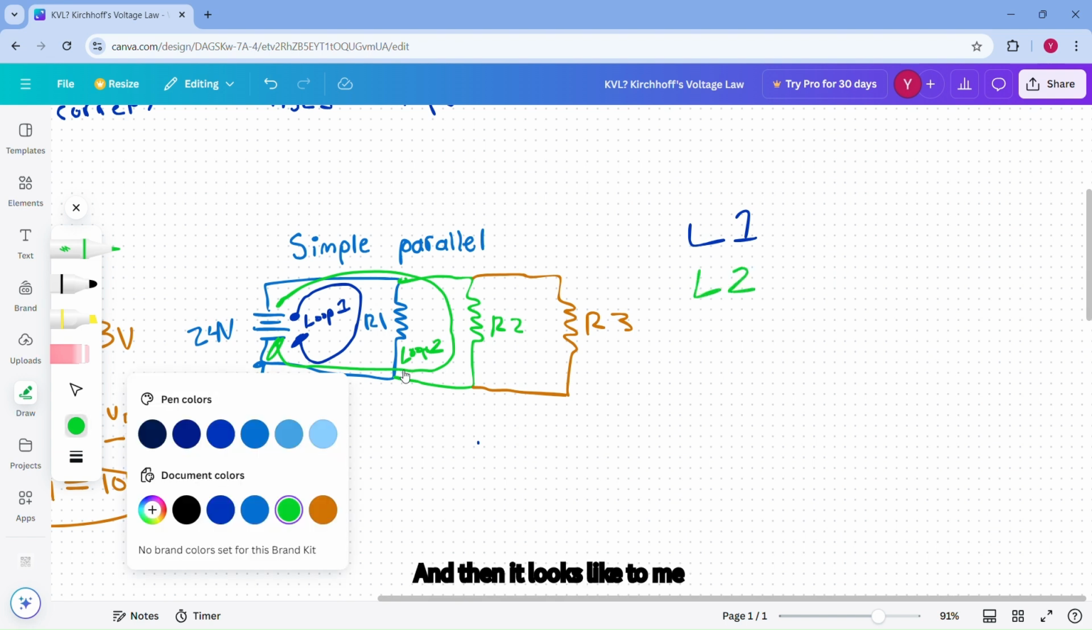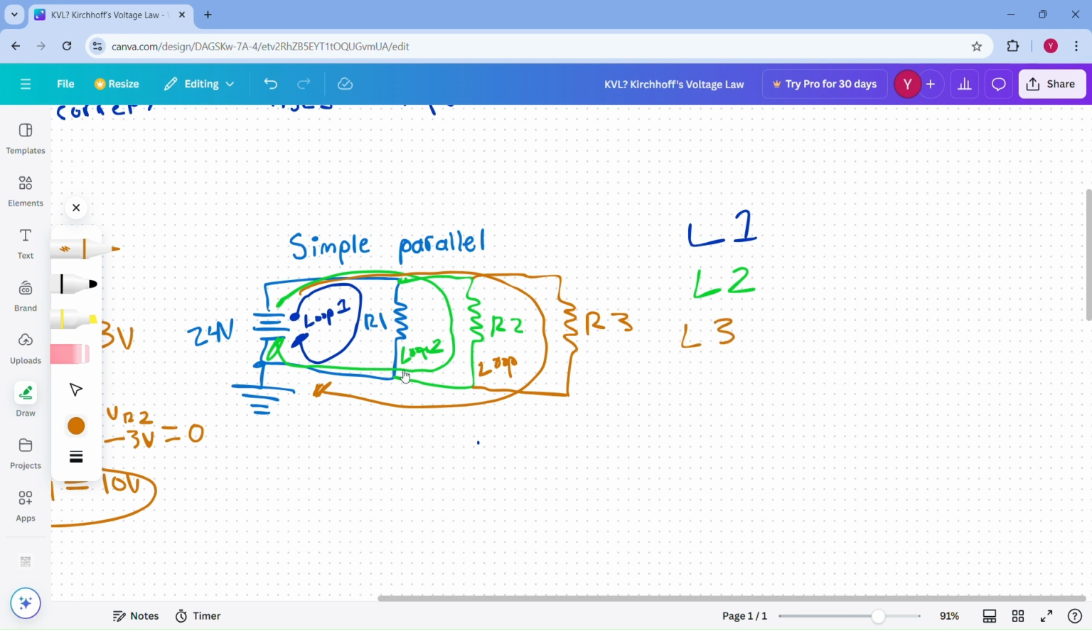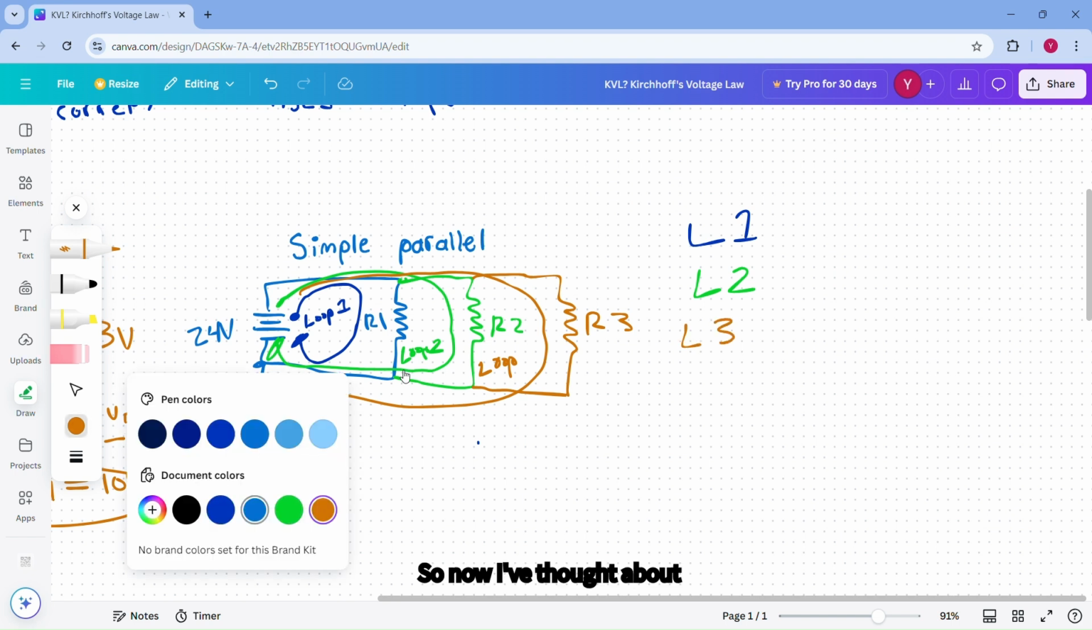And then it looks like to me there is going to be one more loop for our circuit, okay? And this is this orange branch right here where I start at my battery and then I go to resistor 3. Okay. So now I've thought about my branches, and something I'd like to point out, none of these loops was the entire circuit. Loop 1 does not include resistor 2 or resistor 3, and loop 2 does not include resistor 1 or resistor 3.